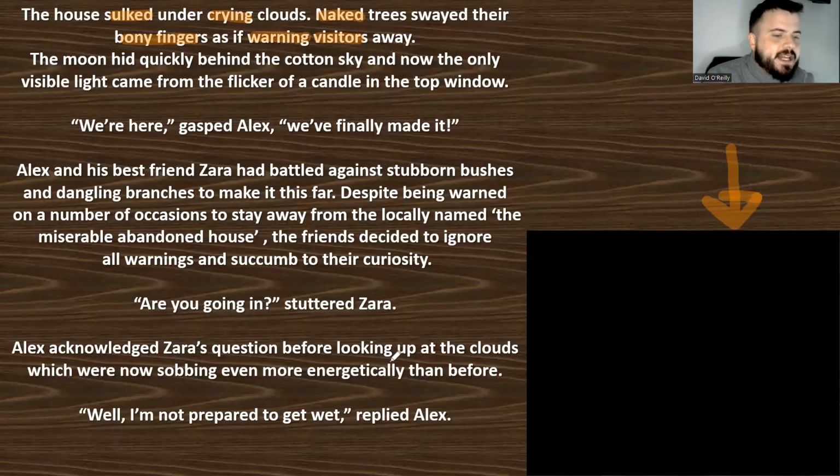Now, there are many more types of personification, but I won't go through all of them in depth. I'll just quickly show them to you. So we've got the moon hiding. We've got the stubborn bushes. We've got the miserable abandoned house. The clouds are sobbing. I might have missed one somewhere. If I have, maybe you can find it. But you can see many cases of personification in such a small text.